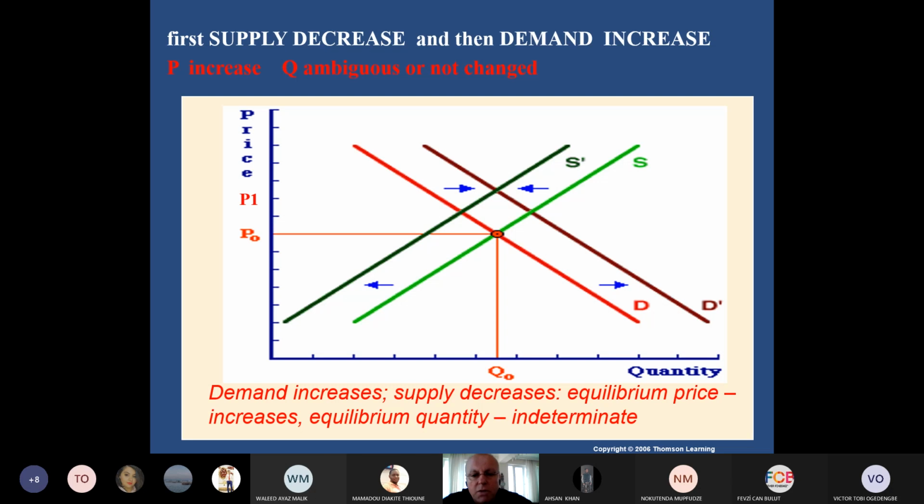Then we shift the demand to S dash and D dash, where the new equilibrium is realized. Therefore, Q becomes ambiguous, it is not changing. Q does not change. It stays intact on the x-axis, because only the price is changing now, because supply and demand are both affected in this case. You got it? Yes, sir.